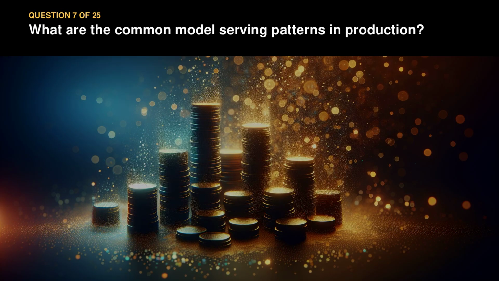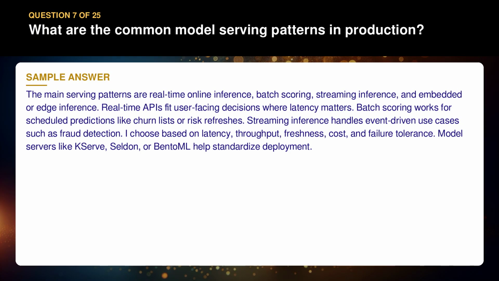Question 7. What are the common model serving patterns in production? The main serving patterns are real-time online inference, batch scoring, streaming inference, and embedded or edge inference. Real-time APIs fit user-facing decisions where latency matters. Batch scoring works for scheduled predictions like churn lists or risk refreshes. Streaming inference handles event-driven use cases such as fraud detection.